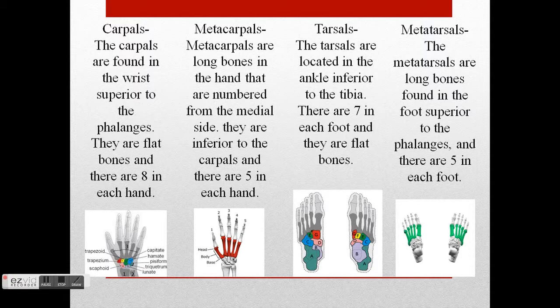Metacarpals are long bones in the hand that are numbered from the medial side. They are inferior to the carpals and there are 5 in each hand. The tarsals are located in the ankle, inferior to the tibia. There are 7 in each foot and they are flat bones. The metatarsals are long bones found in the foot, superior to the phalanges, and there are 5 in each foot.